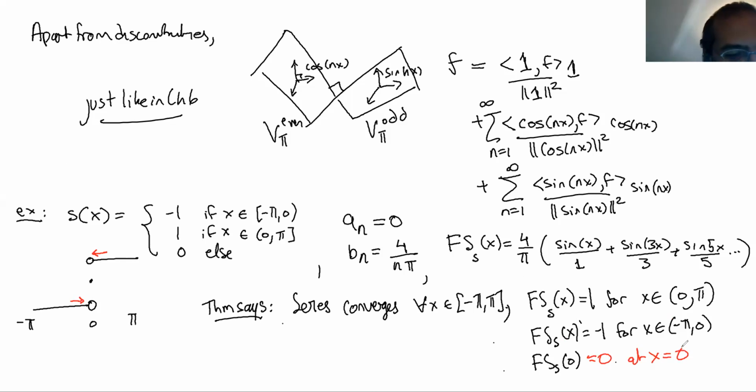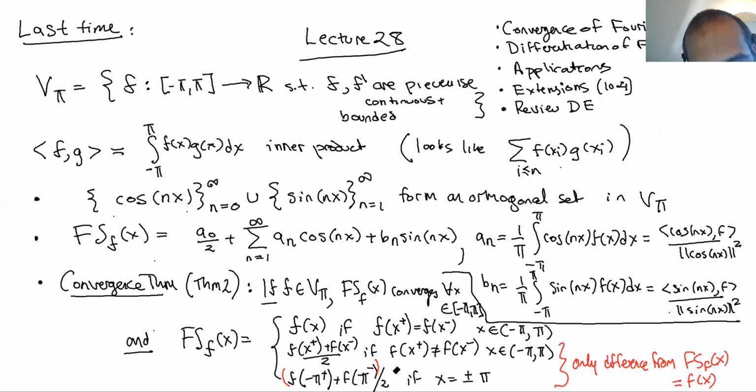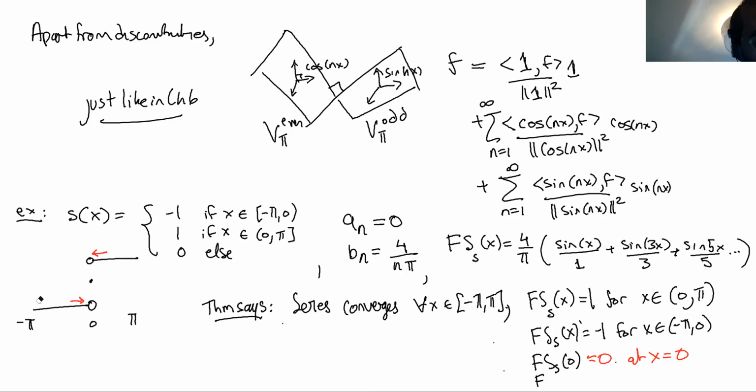And what should it be at the endpoints? Well, that should be 1 or -1, right? But if you take the formula, you get 0. So it won't be 1 or -1. According to the formula, it will also be 0, because you take the right limit at minus pi and the left limit at pi, and if you average those, you also get 0. So the theorem says that the Fourier series at plus or minus pi equals 0.